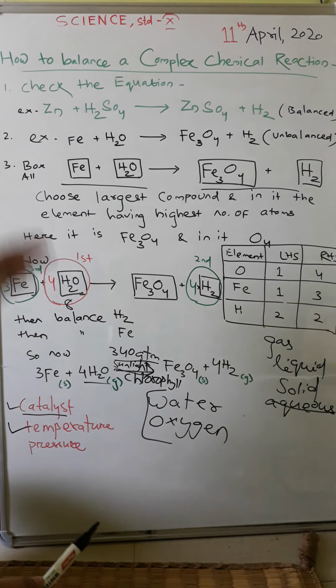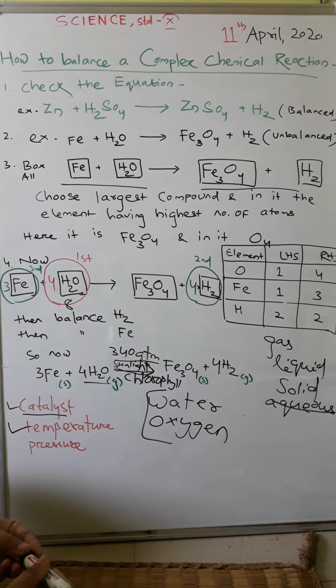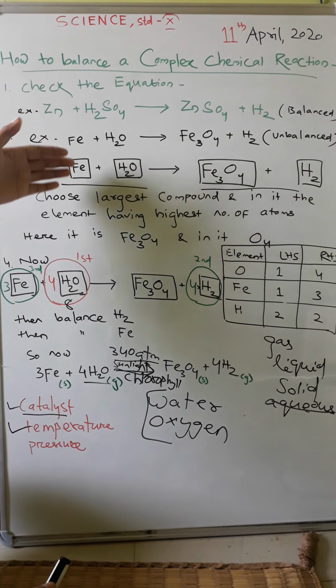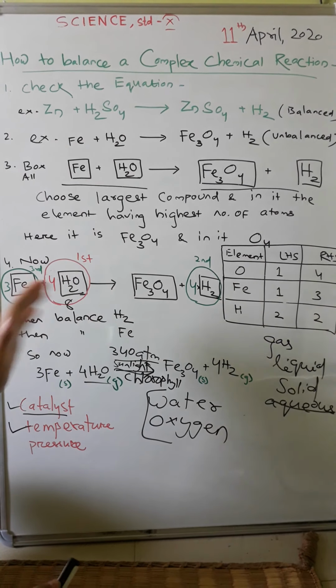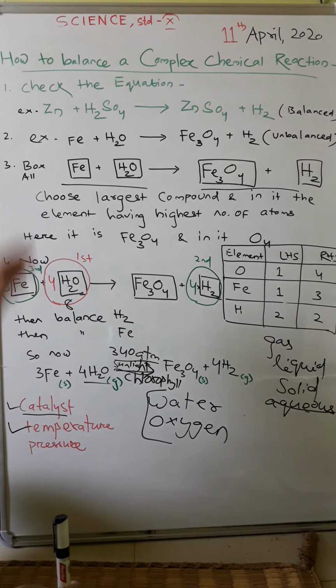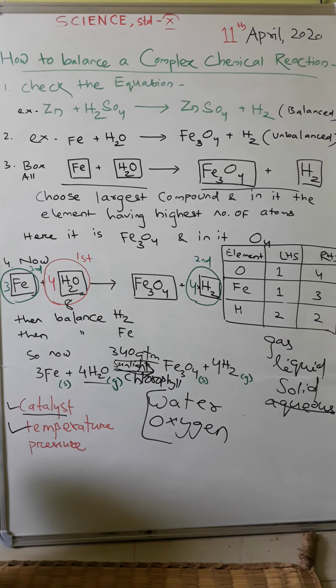In this way we can balance the chemical reaction. Next you have to solve some questions that are given in the book. Questions on page number 6, try to solve them, and next also try to solve some more difficult chemical reactions. So this is all about how to balance a chemical reaction.